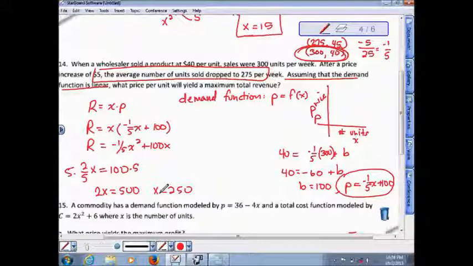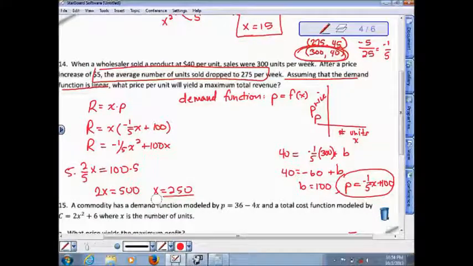Now we have to be careful on what we have here. Is this an answer? It's the answer to an equation. It's not the answer to the question that was asked though. X is the number of units. They're asking what price per unit will yield a maximum total revenue.